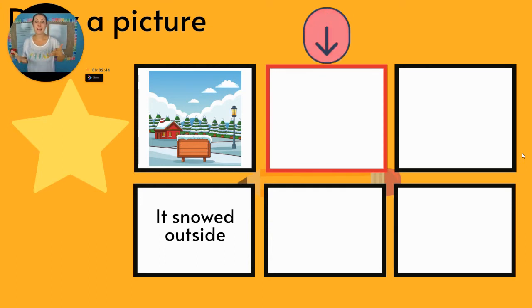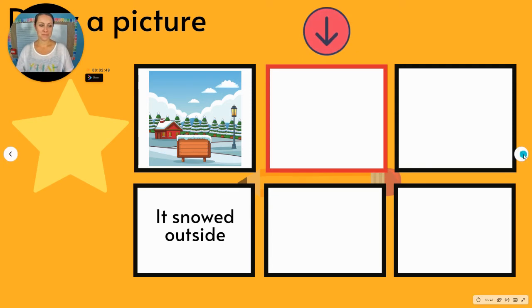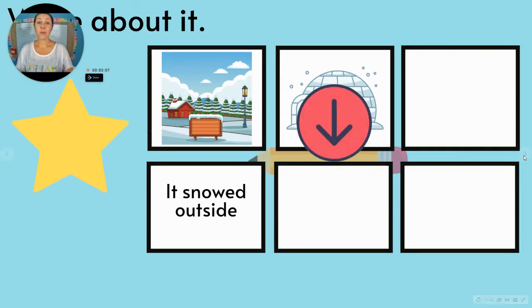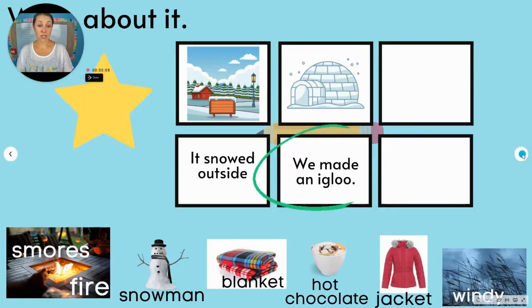Now I need to come up with my next picture. What happened after I saw that it was snowing outside? We decided to make an igloo. So my brothers and I actually took a cooler, we filled it with snow, and then we would dump it over almost like a sandcastle, and we actually made an igloo out of snow. So I drew a picture of an igloo, and then you're going to write a sentence to go with that picture. So I said we made an igloo. Notice, I'm not writing a lot of details here. I'm just letting myself know what the picture is that I just drew.